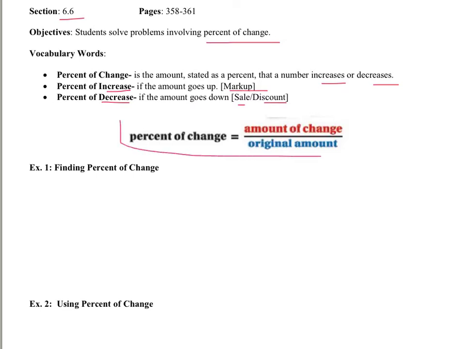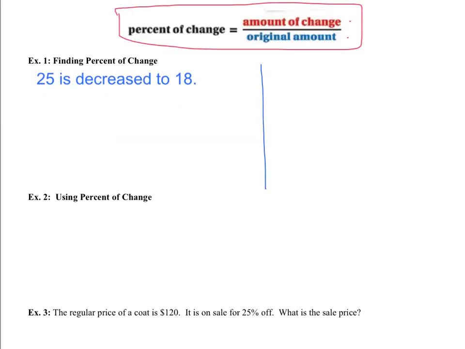So this is the equation we're going to use today on all of our problems, where we find the amount of change and divide it by the original amount. To start with example 1, we're going to find the percent of change. The book has a lot of questions that just have a statement that says a number is changed, increased or decreased, to another number. So using this equation that is given in your notes, to find the amount of change, you're going to subtract.